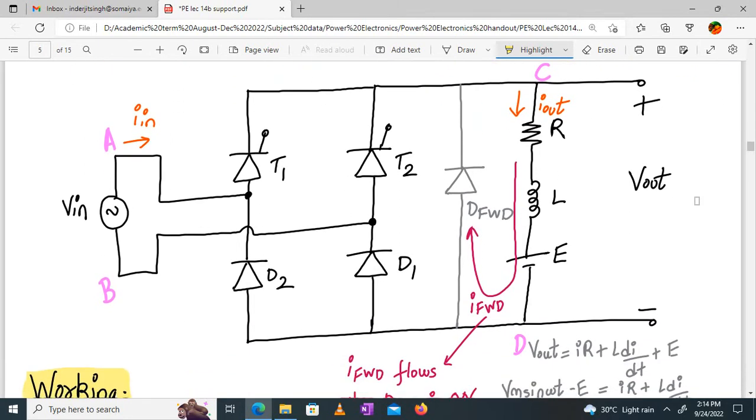Now this is my circuit diagram, right? I have a single phase supply. It is connected to a symmetric semiconverter configuration. So T1 and T2 are my SCRs. D1 and D2 are my uncontrolled rectifier diodes, and DFWD is my freewheeling diode, right? And we have an RLE load at the output.